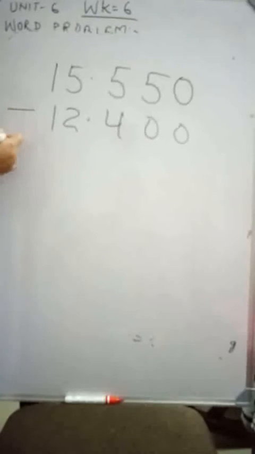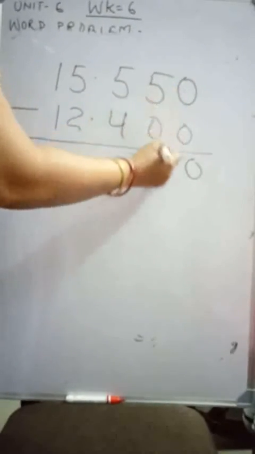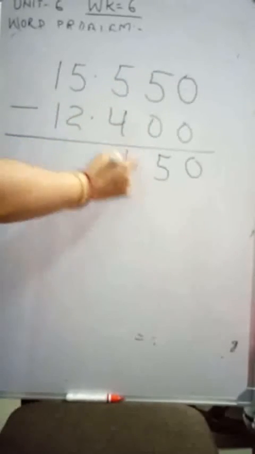So we have to find the distance covered by scooter. So we will do subtraction. Now let us do subtraction. 0 minus 0 is 0. 5 minus 0 is 5. 5 minus 4 is 1. 5 minus 2 is 3. 1 minus 1 is 0.